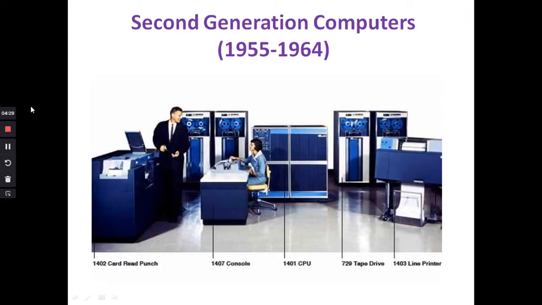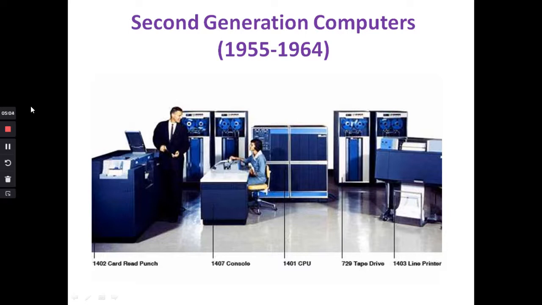This is the second generation of computers, now on the screen. In this, the first item is the card reader punch, which is used as the input device. Next is the console, where the processing is done. Next is the CPU. Then the tape drive is used for storing the information. Then the printer is used as the output device. These types of computers are the second generation computers.